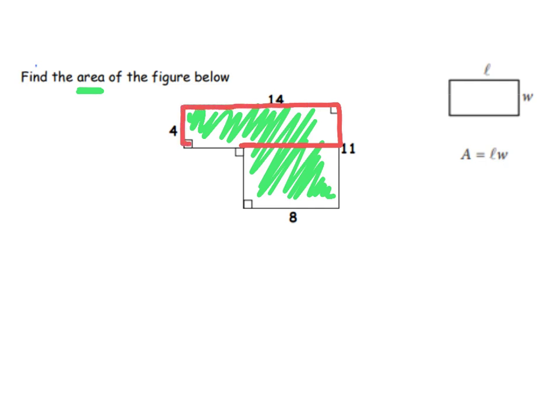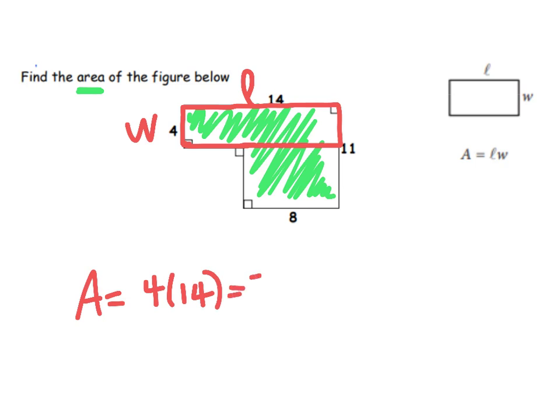I broke it apart there because I have the length is 14 and the width is 4. So I have all the information about that shape, so to me that's easy. Then when you find the area, area equals length times width. So area would be 4 times 14, which is 56. So this chunk up here is 56.